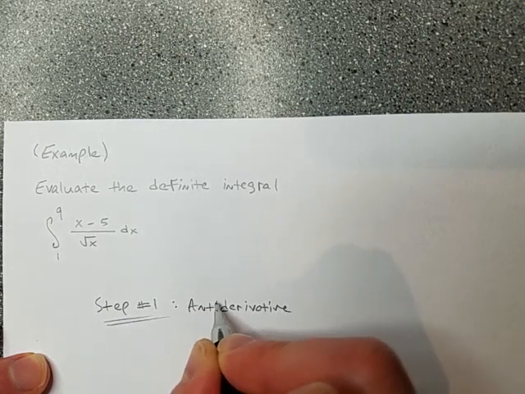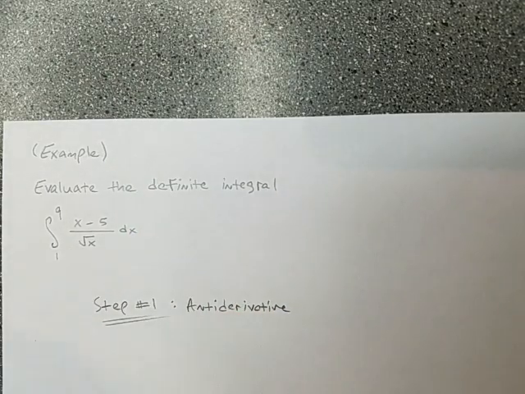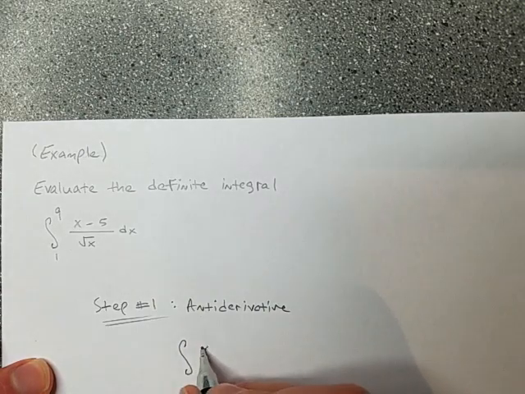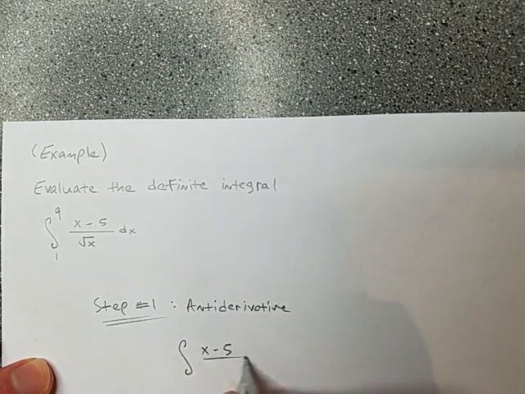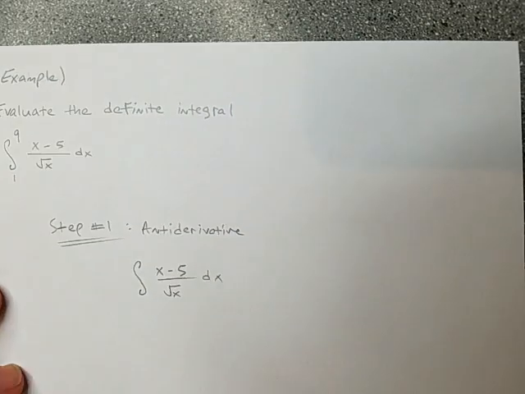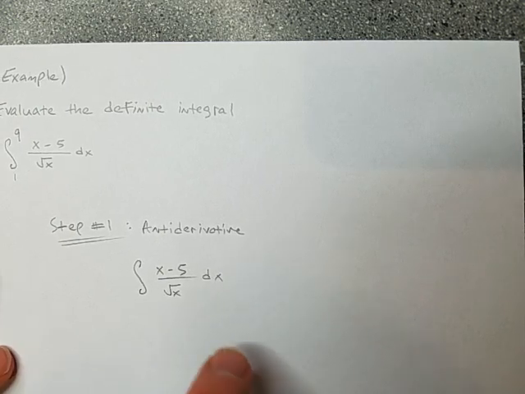That's the essential first step. We can't get anywhere with the fundamental theorem of calculus without the antiderivative. So how would you do just this? Antiderivative of x minus 5 over root x dx, okay?